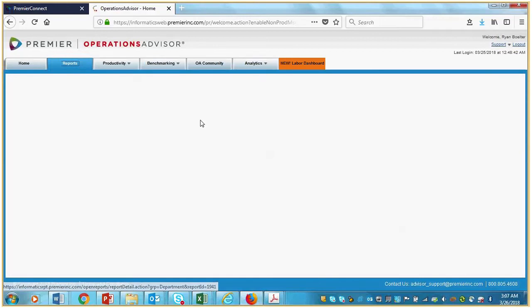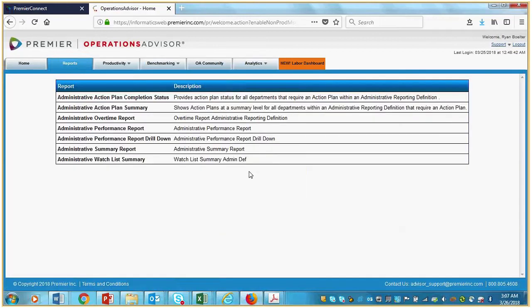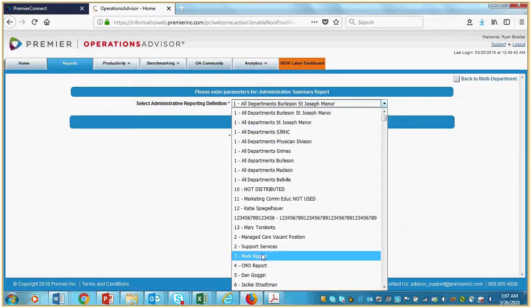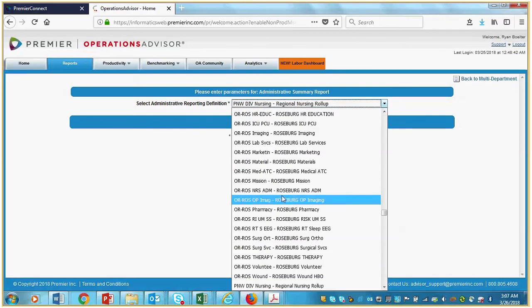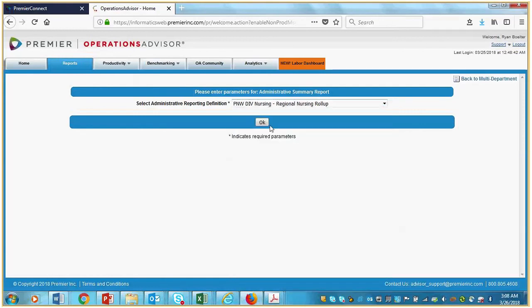Now if we were to run a roll-up report, let's do the multi-department option. Maybe I want to run the administrative summary report. I like that report actually. And what you'll see in this list are only the roll-ups that are assigned to you. Generally, for the most part, you will only have one. If you're a senior leader, sometimes we've given you 2 or 3. But they should be fairly self-explanatory as to what they are. This one's pharmacy, this one's mission, this one's materials, so on and so forth. And you basically follow the prompts just like we did in the other screens at that point.